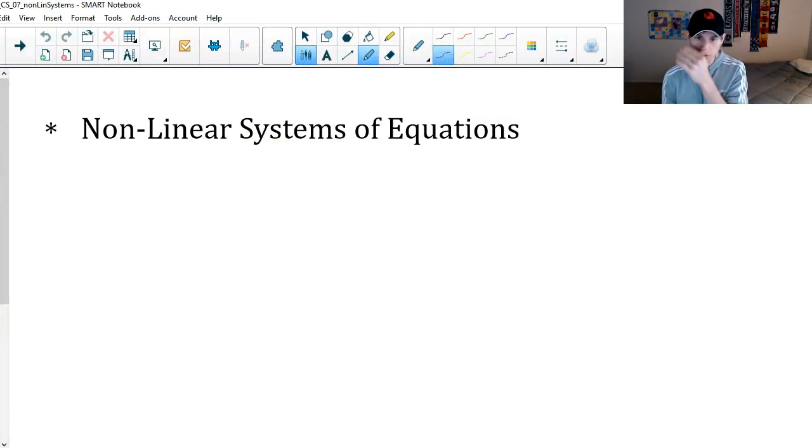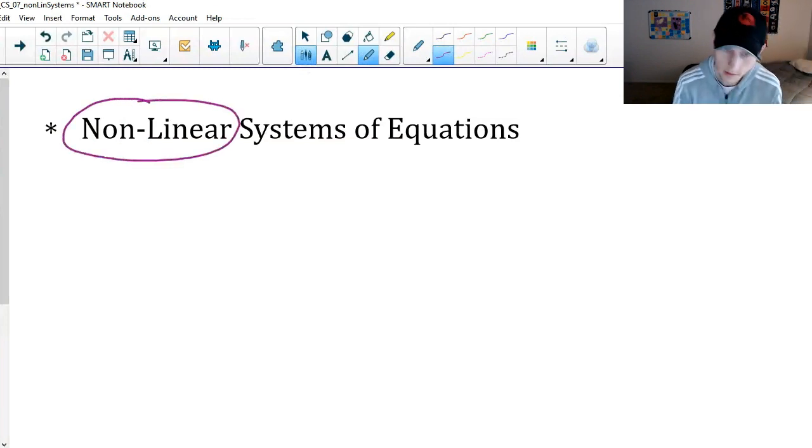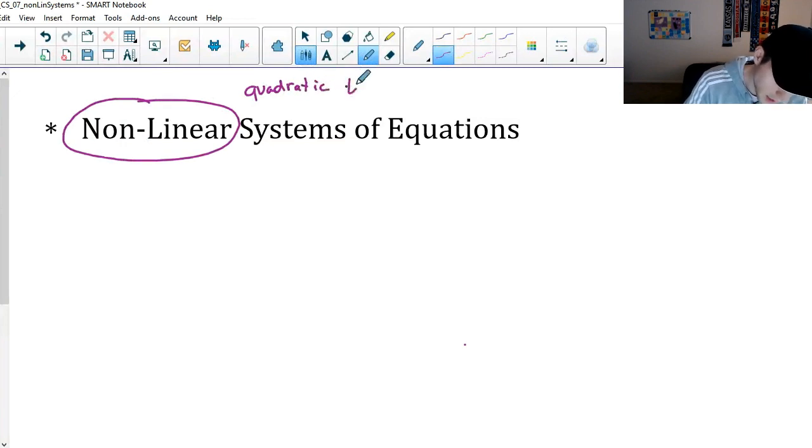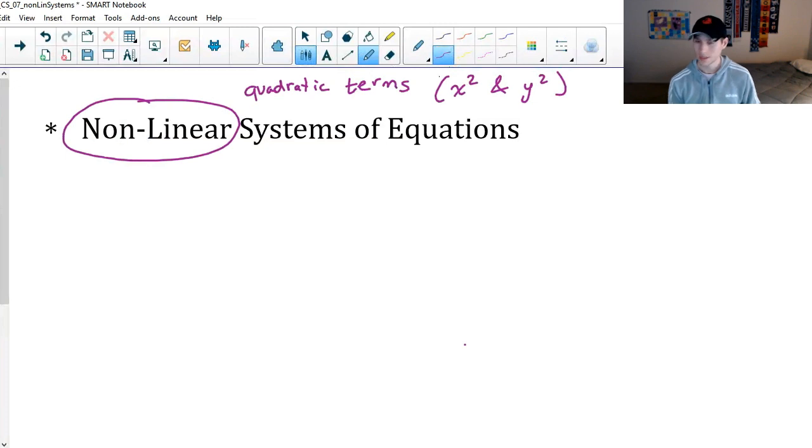So a nonlinear system of equations. When I talk about nonlinear, that means we're also going to have quadratic terms, like x squared and y squared. For example, equations like our conic sections that we dealt with earlier: hyperbolas, parabolas, ellipses, circles. We'll be talking about the general forms of those equations and solving for what the solutions are.